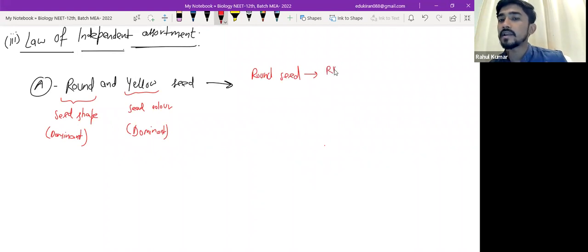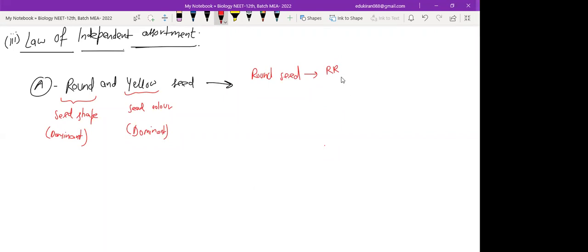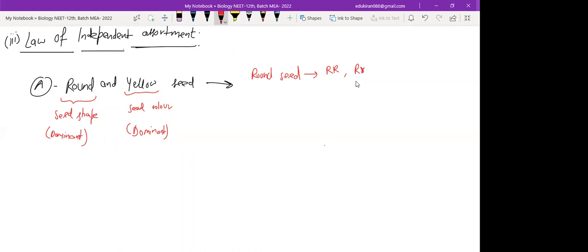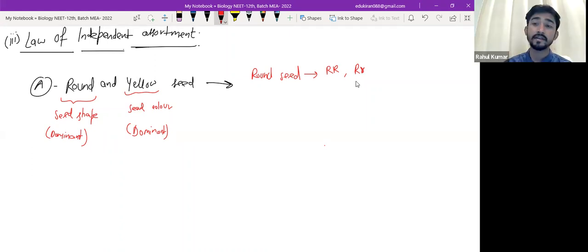One is capital R, right? Homozygous. And yes, because it is a dominant trait, if it is capital R and small r, that will also be round, right? Yes or no? Yes, sir. Okay.